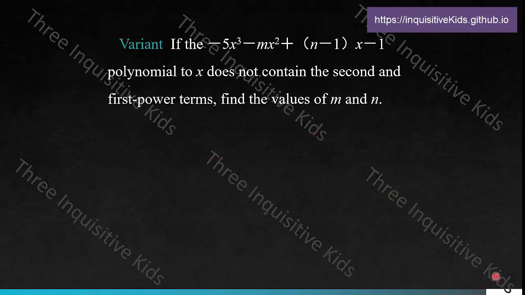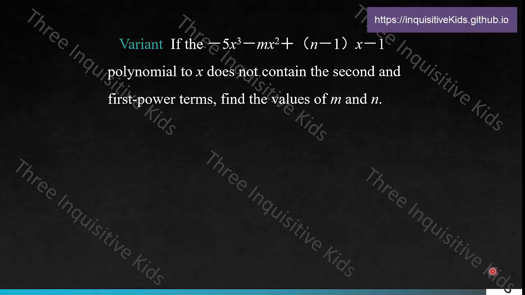So here is another problem on a slightly harder level. If the polynomial negative 5x cubed minus mx squared plus n minus 1 times x minus 1 does not contain the second and first power terms, find the values of m and n. Pause the video and do that. This is a slightly harder problem, but I would encourage you to challenge yourself and try to do it.